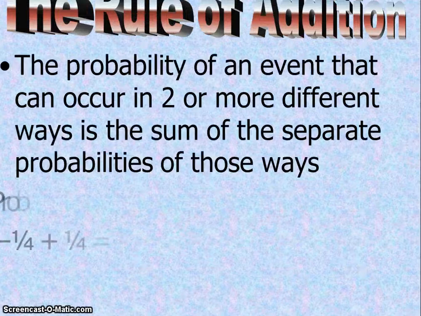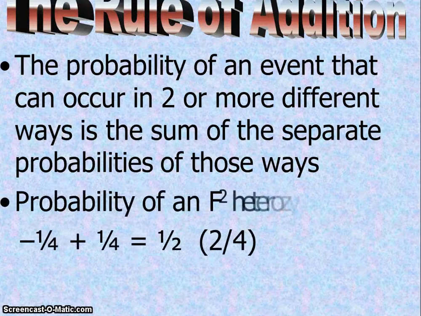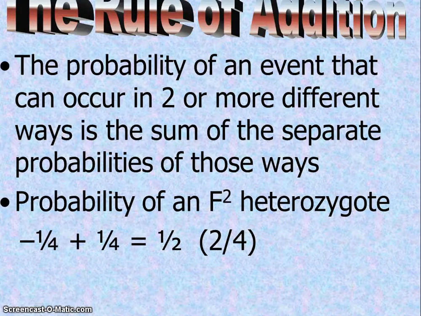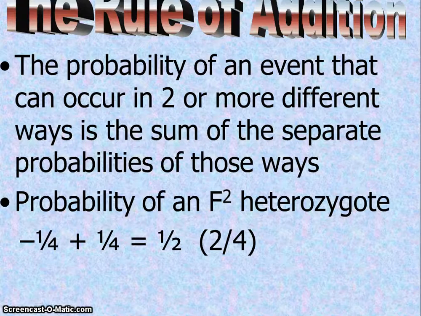The rule of addition is the probability of an event that can occur in 2 or more different ways, and it's the sum of those ways. So when we learn about what the term heterozygote is in the F2, this will make a little bit more sense. But what you do is you take 1/4 plus 1/4, and that will give you 1/2. So it's the rule of addition.